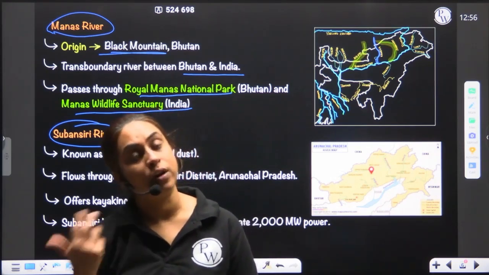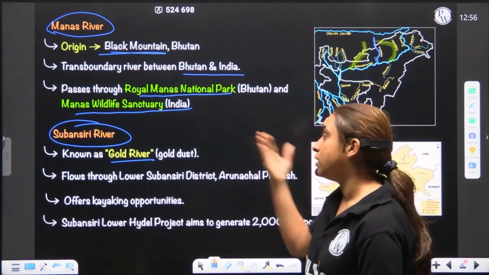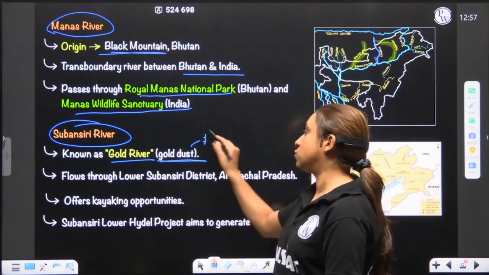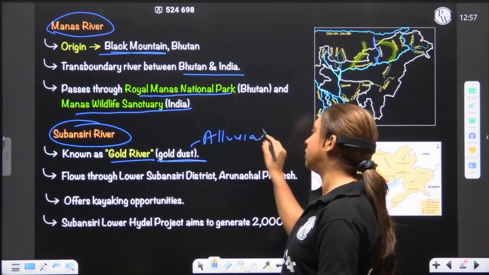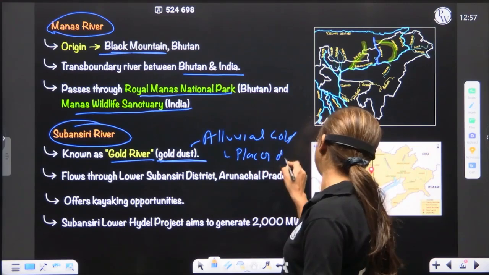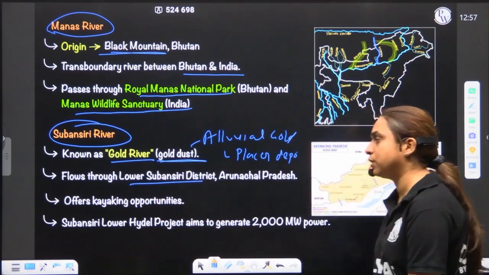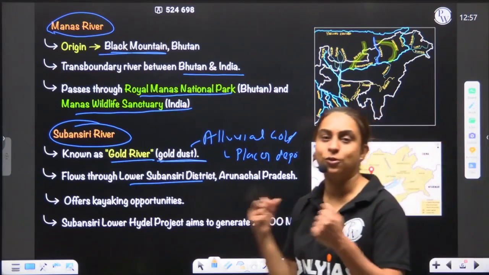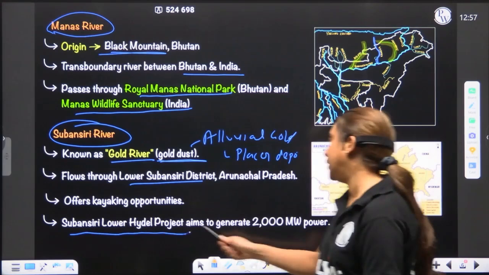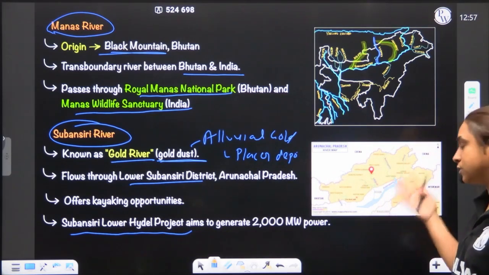The same is the case with Suvarna Rekha, therefore the name. Swarna means gold. So Subansari is known as the Golden River because it brings along with it gold dust. It is also called alluvial gold, also known as placer deposit. It is flowing through Lower Subansari district in Arunachal Pradesh. There are a lot of boating and kayaking opportunities. This also has the Subansari Lower hydel power project. So Subansari, the Golden River, is important for us.